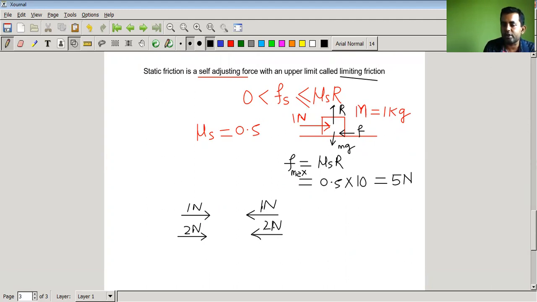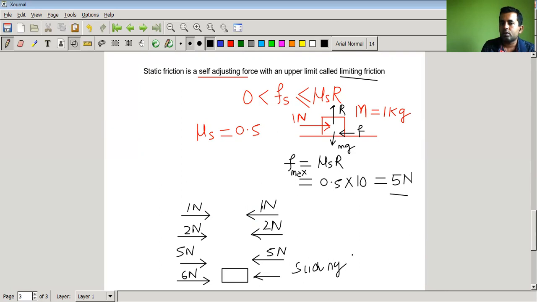So this static friction, which operates when the surfaces are at rest, is a self-adjusting force. If I go on and apply 5 Newton force, it still will not move, because it can offer a maximum friction of 5 Newton. Now, if I apply more than 5 Newton, let us say 6 Newton, then this value can't increase beyond 5 Newton. Then the body will start sliding, and when the body starts sliding, we talk about kinetic friction. So it is very important that static friction is a self-adjusting force.